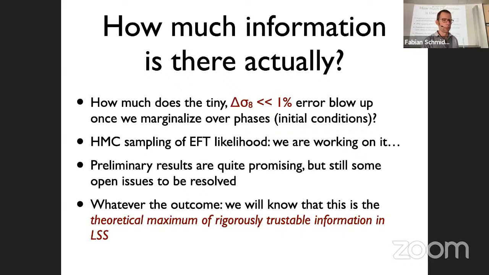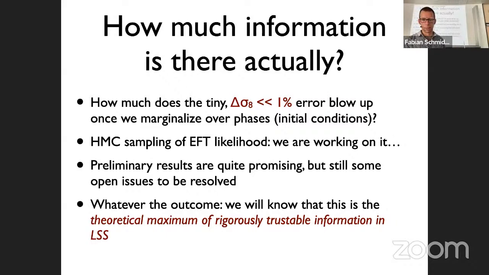But what I want to stress is that if you follow the EFT approach, where you say, I only aim to describe the galaxies down to some fairly large scale in real space, then this is the theoretical maximum of the information you can get, because, individually mode by mode, it includes all the information. So whatever the outcome is, even if it's comparable to the power spectrum plus bispectrum, it's still good to know. I think it's worth pursuing.